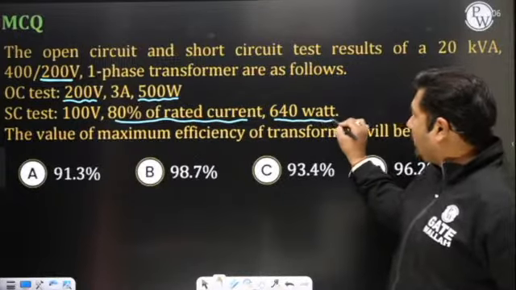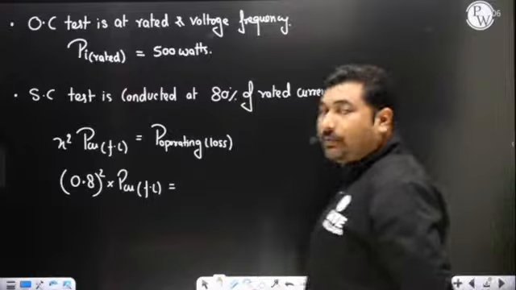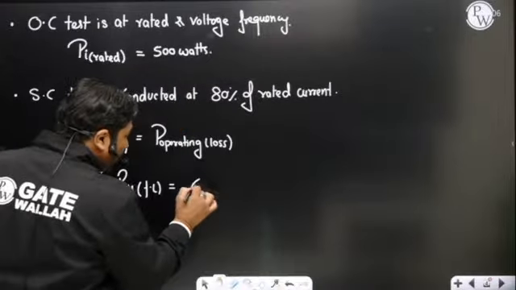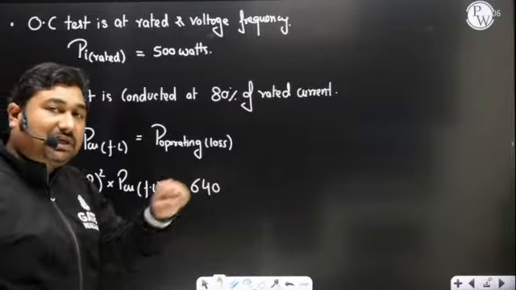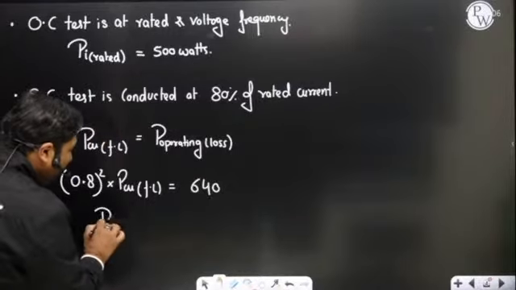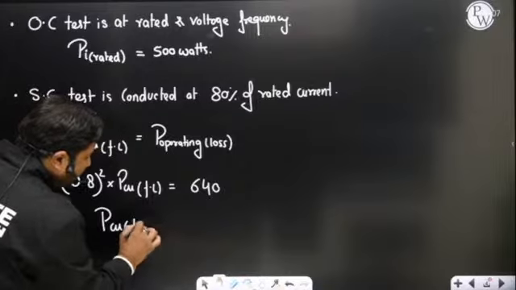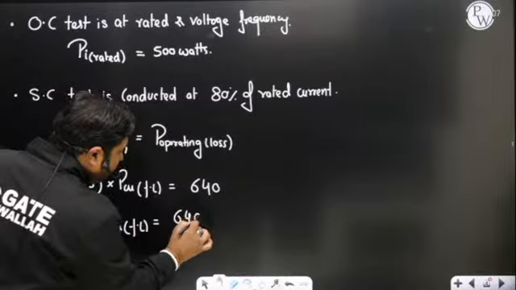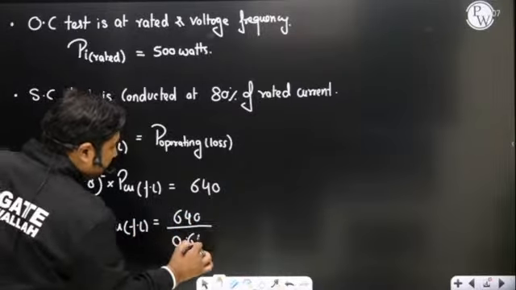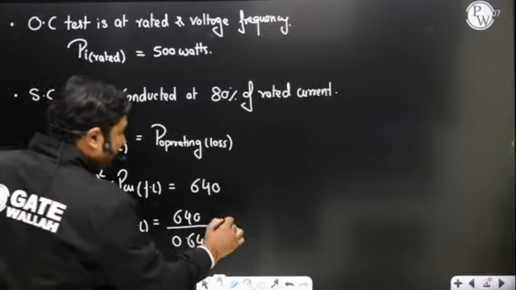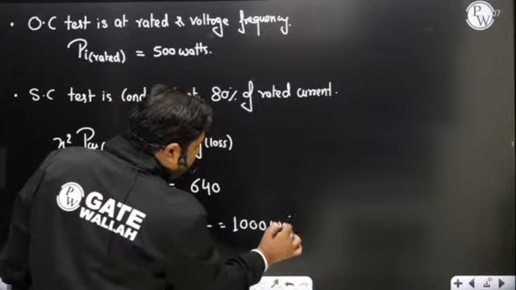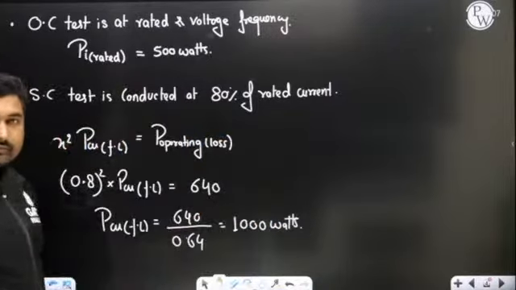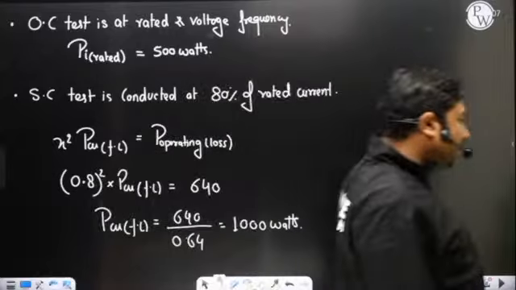What is the copper loss given in the question? 640 watt. So 640 watt is the operating copper loss when the test is conducted at 80% of the rated current, and this will help you calculate the full load copper loss. So 0.64 times P_cu,FL equals 640, giving 1 kilowatt or 1000 watts. Hoping you are able to understand up to this part.